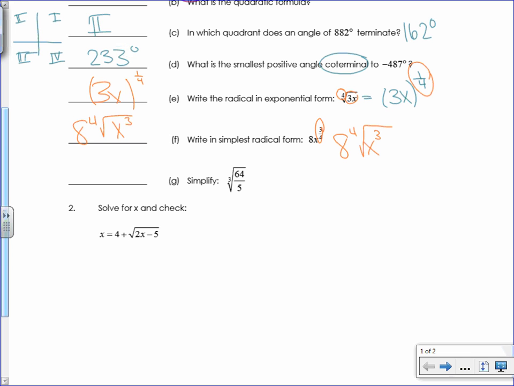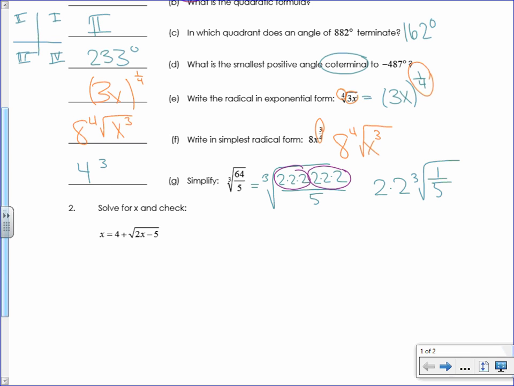And G, we need to simplify, looking for the cube root of 64. If you break down 64, that is going to be 2 times 2 times 2 times 2 times 2 times 2, and then 5 is just 5. Here's a group of 3, here's a group of 3. So I pulled out 1 group, I pulled out 2 groups, so I have 2 2s on the outside, and then I'm left with 1/5 on the inside. The 5 has to stay in the denominator, so your final answer should be 4 times the cube root of 1/5.